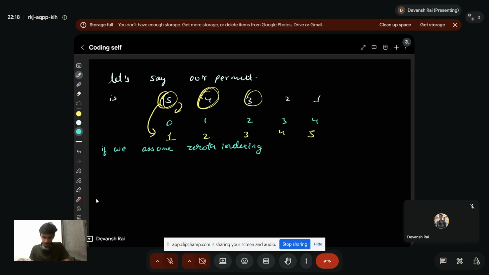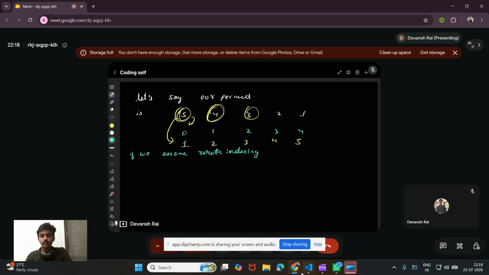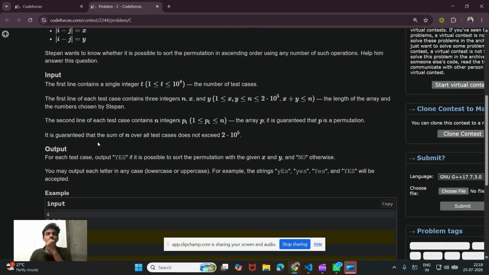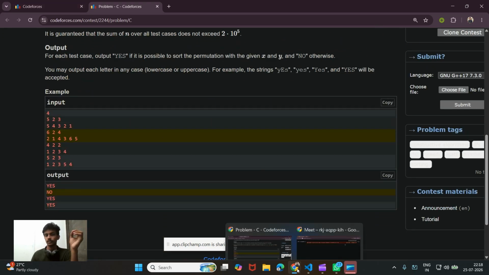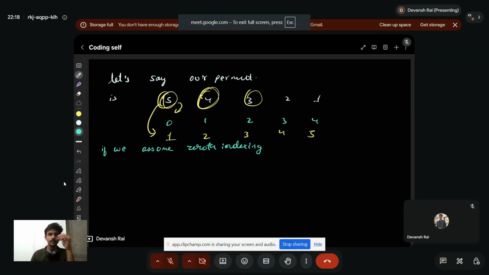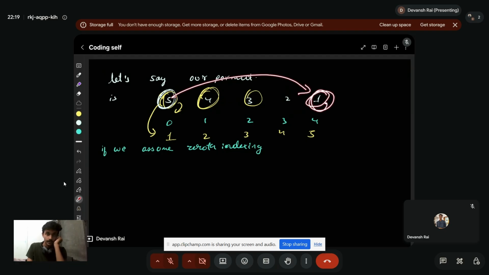After this we'll have our input, as x and y are already given. So you don't need to worry about finding x and y. We already know x and y. We already know the permutation. You just need to say yes or no if it's possible to sort them or not. So if we assume zeroth indexing, what can we say? We want this 5 to be somewhere here, right? We need this 5 to be somewhere here, right?